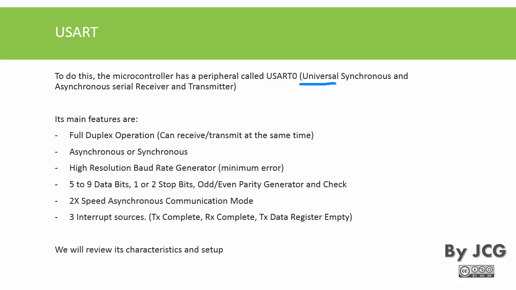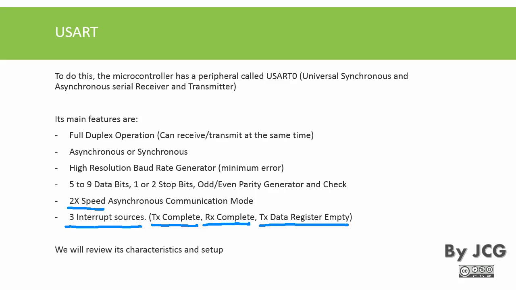That is why it's called universal, because it can send 5, 6, 7, 8, or 9 data bits. It can send 1 or 2 stop bits. It can generate parity with either odd parity or even parity, and it can also check parity by hardware. Also, it has a mode that is 2 times the speed in asynchronous, and more importantly, it can generate 3 interrupt sources: when it finishes transmitting, which is the TX complete, the receive complete, and once the transmit register is emptied, it can also generate another interrupt.